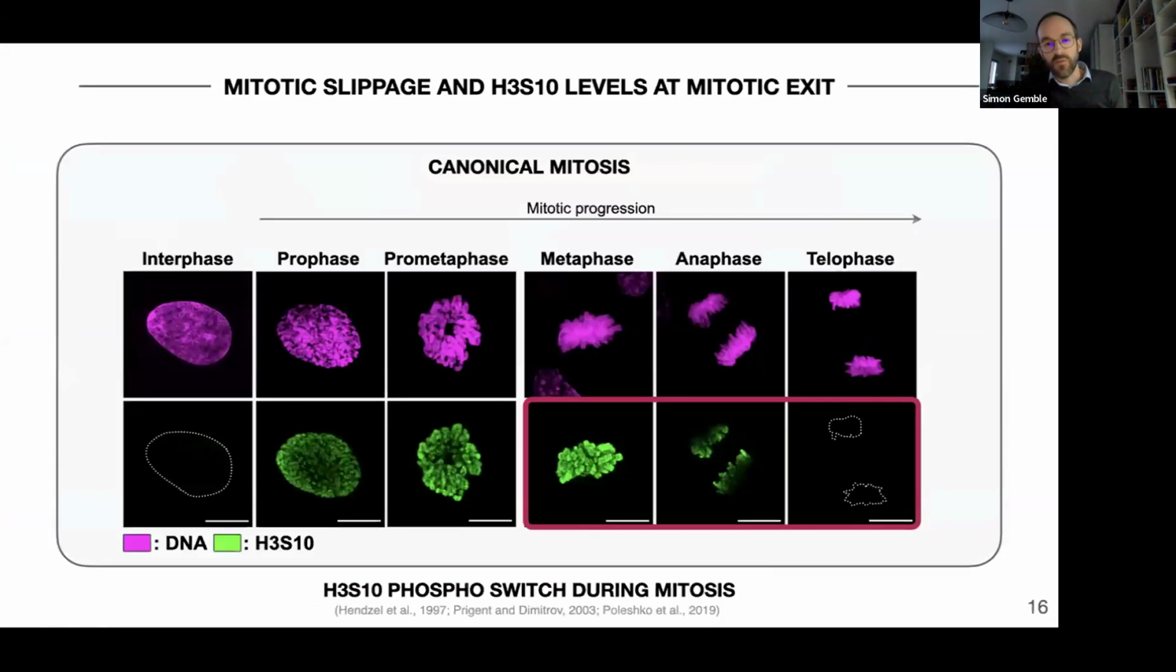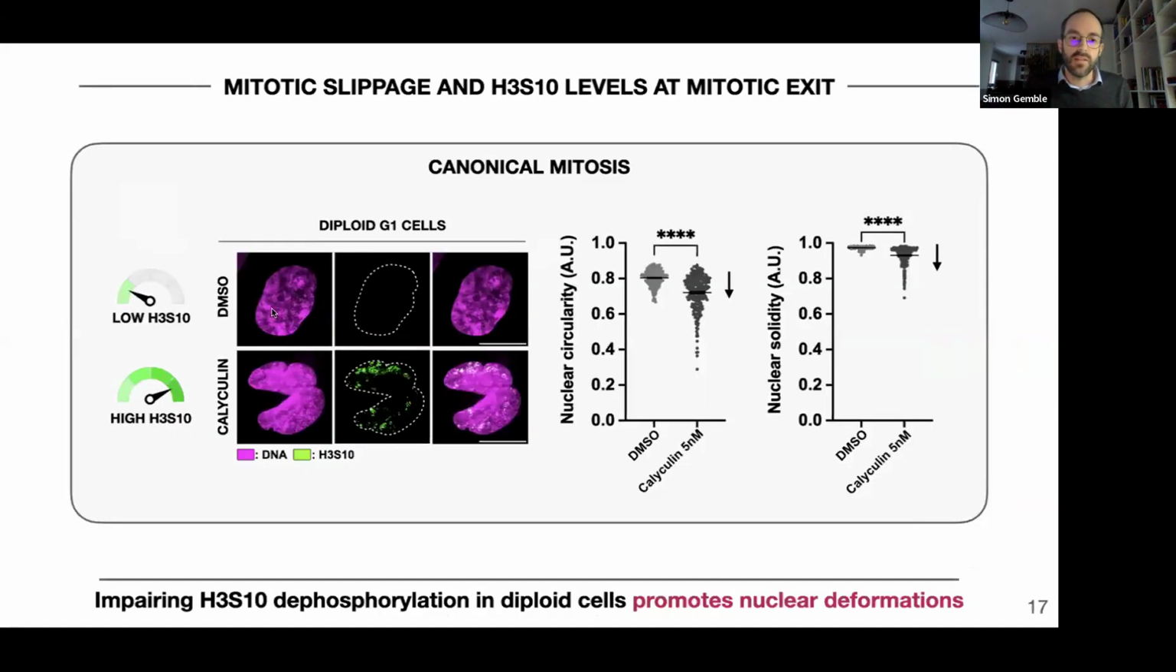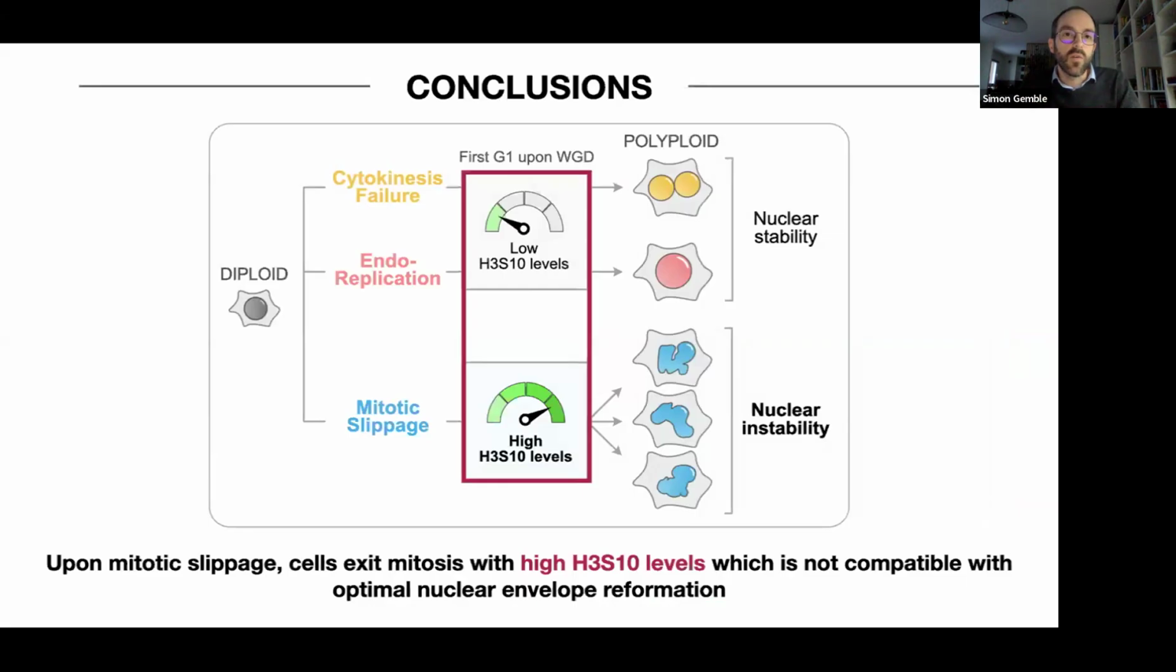Then, to be sure that this phosphorylation is at the origin of the nuclear deformations, what we decided to do next was to prevent serine 10 dephosphorylation at the end of mitosis in diploid cells. And when we did that, we observed that the phosphorylation is maintained in diploid G1 cells. So here you have only diploid cells. And more importantly, we were able to reproduce nuclear deformations that are very similar to what we observe in cells after mitotic slippage. And so we concluded that actually upon mitotic slippage, the high levels of serine 10 phosphorylation at mitotic exit contribute to nuclear instability.